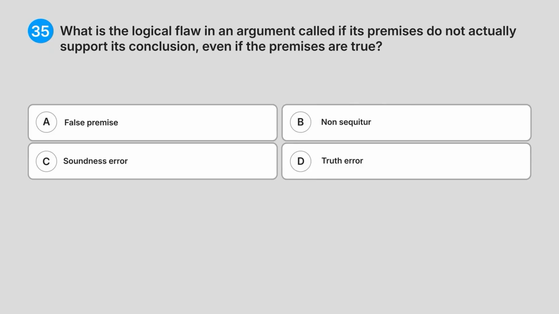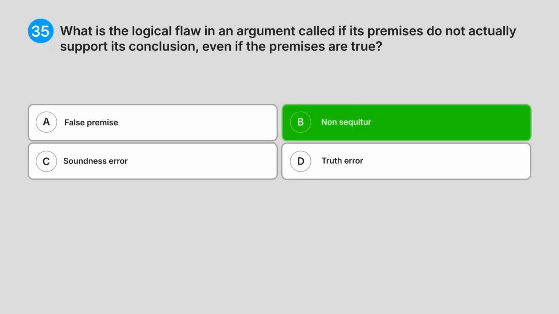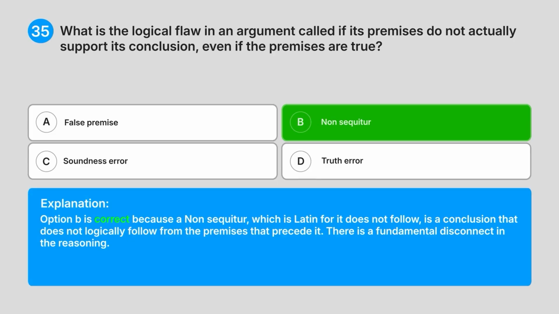Correct answer, B. Non sequitur. Explanation. Option B is correct because a non sequitur, which is Latin for "it does not follow," is a conclusion that does not logically follow from the premises that precede it. There is a fundamental disconnect in the reasoning.